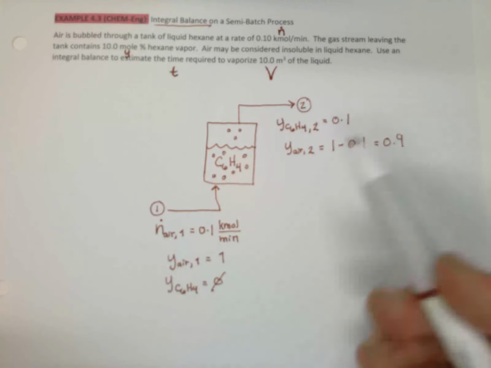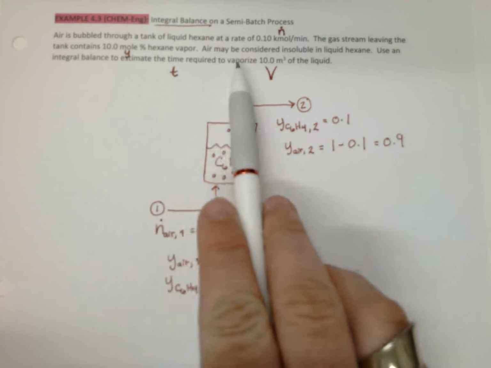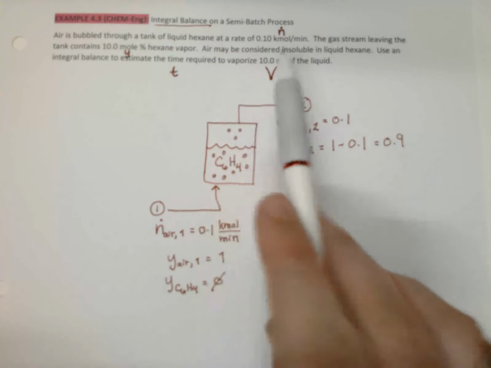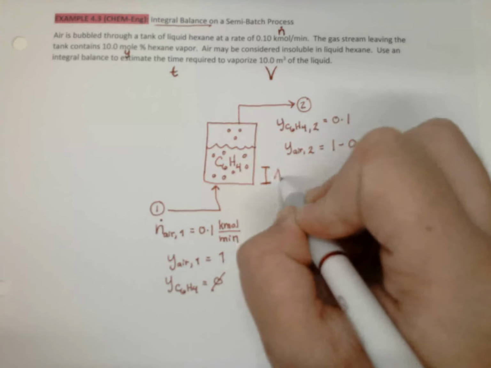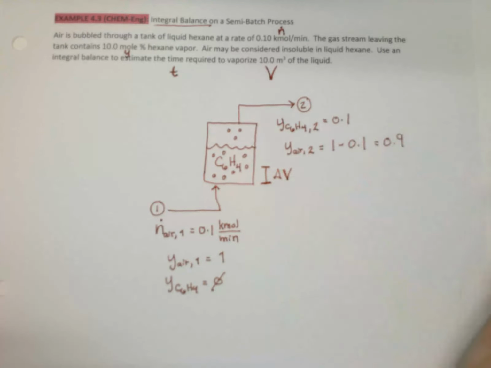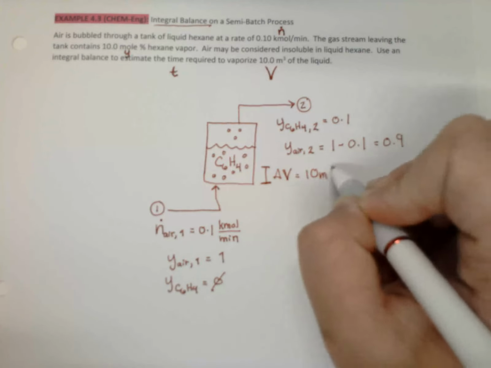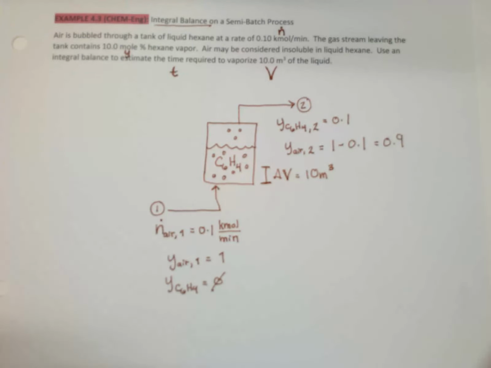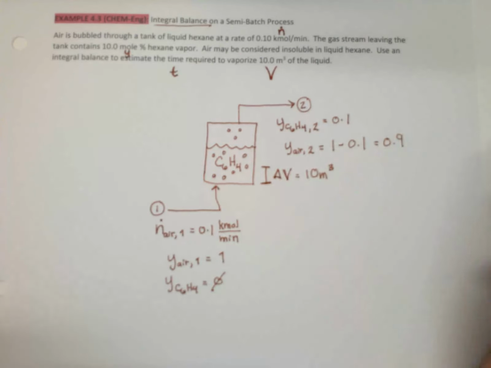Now, this is a weird, different problem, because we're using an integral balance and we're trying to vaporize a certain amount. So right inside here, there's going to be a change in volume. And that change in volume is that 10 cubic meters of liquid. We're losing 10 of that. So that's a delta right here, a change.